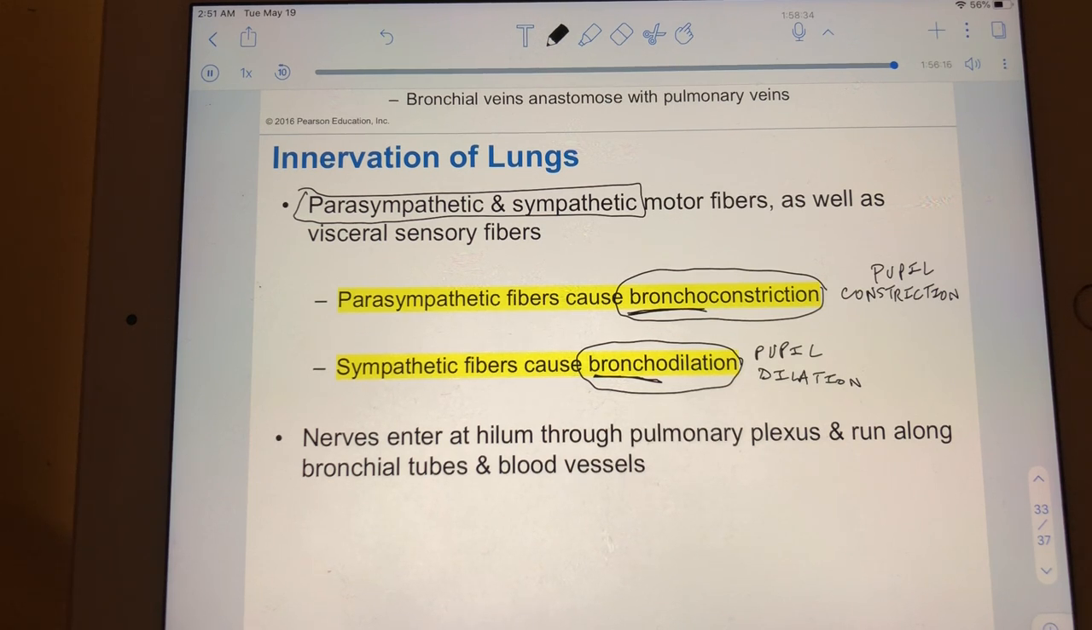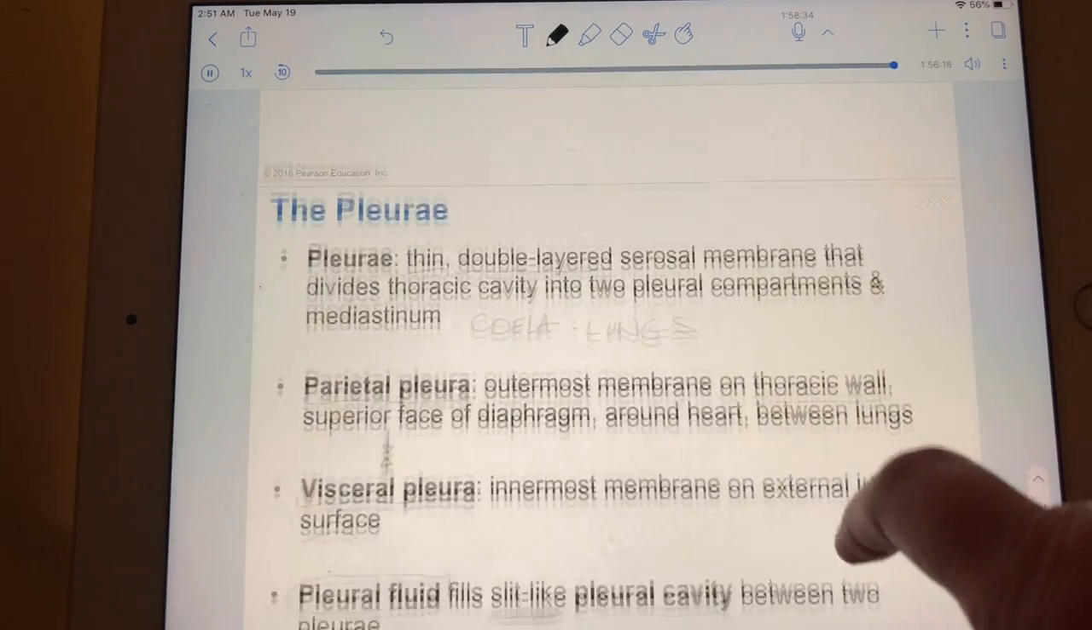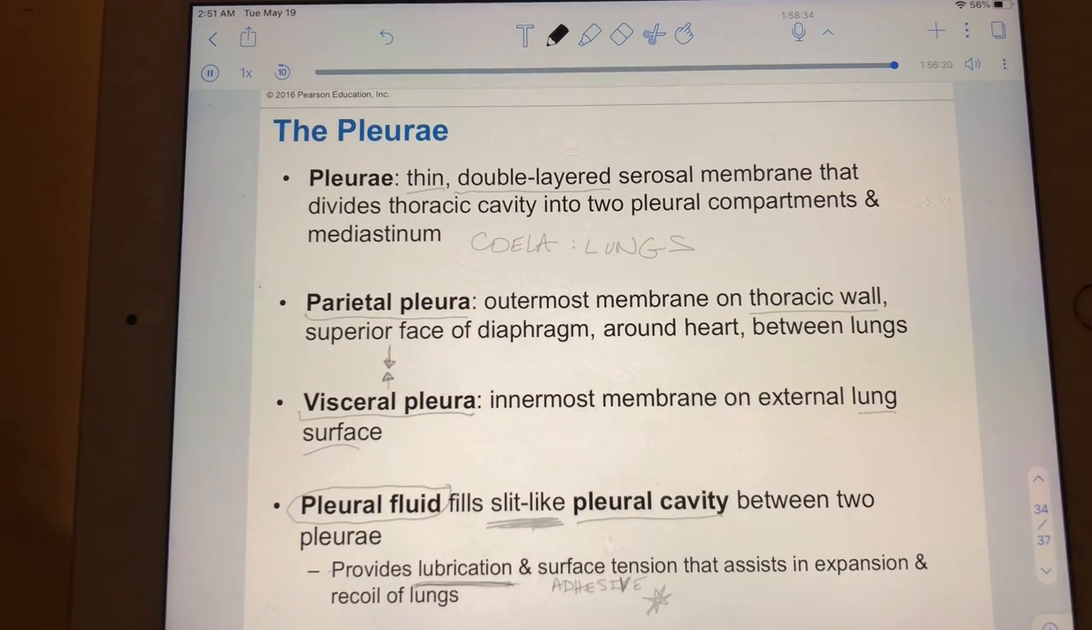All right, let's look at the next slide, 35, which finally, officially brings up the pleurae, which I've been trying to warm you up to. It's redundant to say thin, all serosa are thin. It's redundant to say double layered, all serosa are double layered, meaning a visceral layer and a parietal layer, okay?